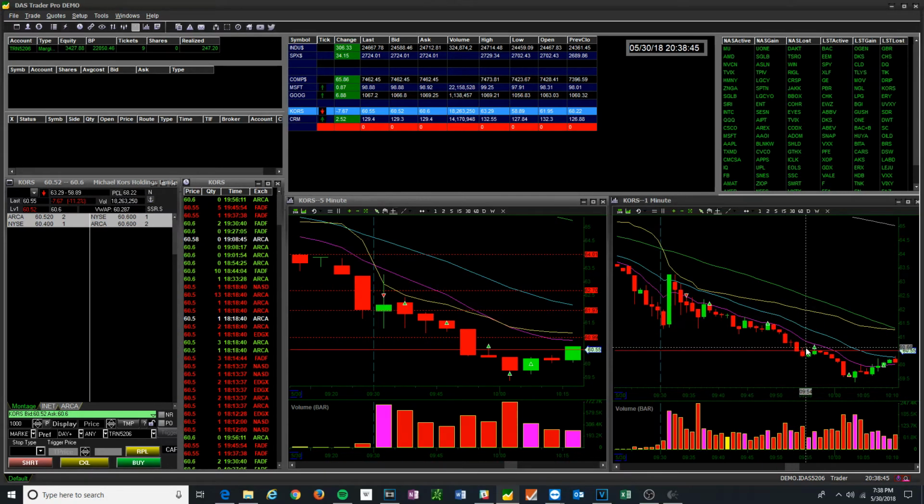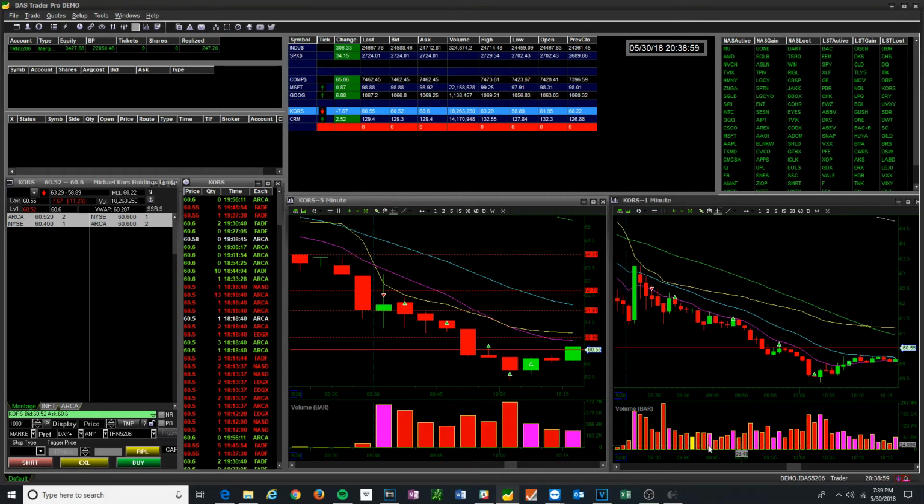Then we broke down some more, and I took off another 50%, so that left me with 25 shares. And we broke down even harder, and then knocked it down to 13 shares. And then eventually we squeezed up between the 9 and the 20, and I decided to go ahead and cover the rest of my position. As you guys can see, we kind of went back up.